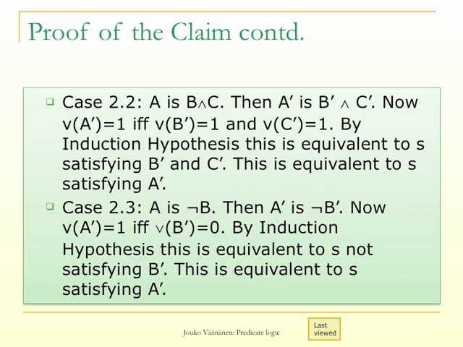Case 2.3. A is negation, not B. And as an induction hypothesis, we assume that B satisfies the claim. In this case, A prime is not B prime. And V(A prime) is 1 if and only if V(B prime) is 0. By induction hypothesis, this is equivalent to S not satisfying B prime. And this is equivalent to S satisfying A prime.